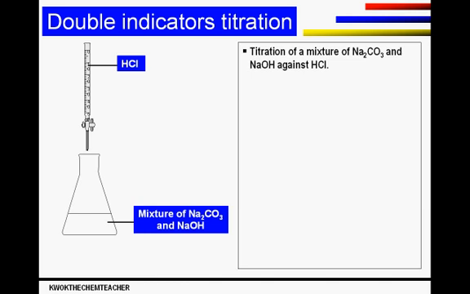In the titration of a mixture of sodium carbonate and sodium hydroxide against hydrochloric acid, both sodium carbonate and sodium hydroxide are bases, hence they will react with hydrochloric acid. Thus, 2 volumes of hydrochloric acid are needed.